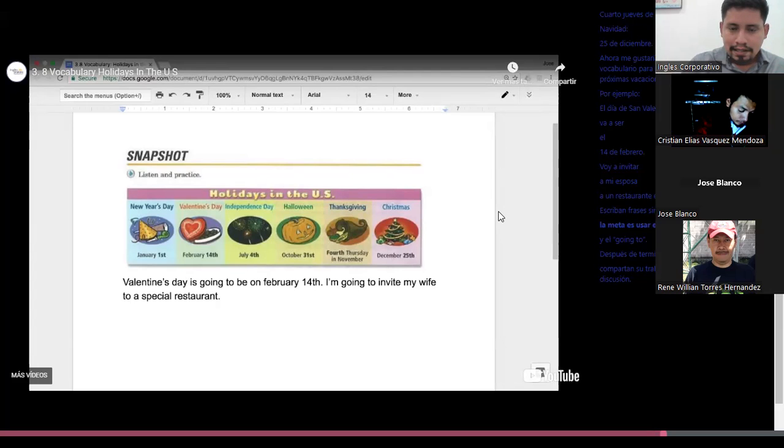Let's see the example from Alejandra. She says Valentine's Day is going to be on February 14. I'm going to take my son and my husband to dinner. Okay, excellent. Christmas Day is going to be on December. Here the word December must be with an E, Fátima. 25th, I'm going to visit my parents.